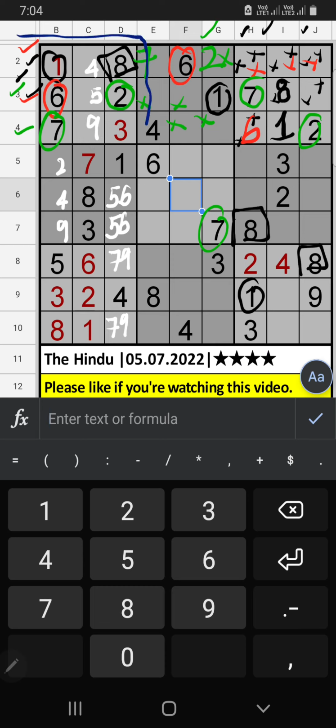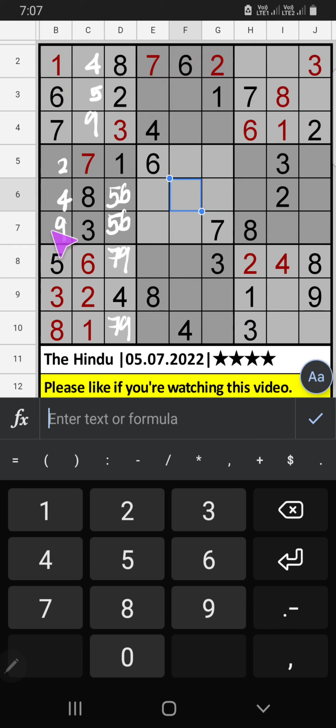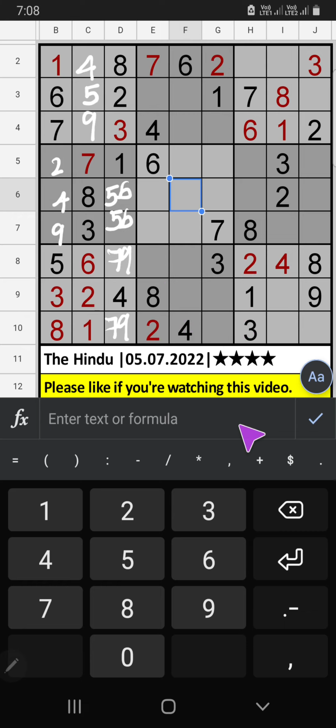First grid. Then column H, column I, we have 3. So 3 can't come in these cells. Then 3 is confirmed here. 8th row and 9th row, column G, we have 2. So 2 can't come in these cells. Then 2 is confirmed here.